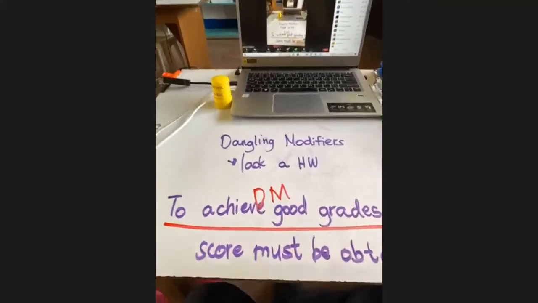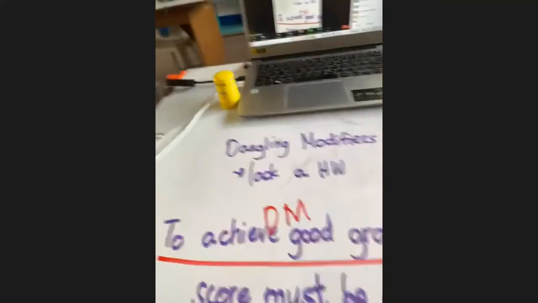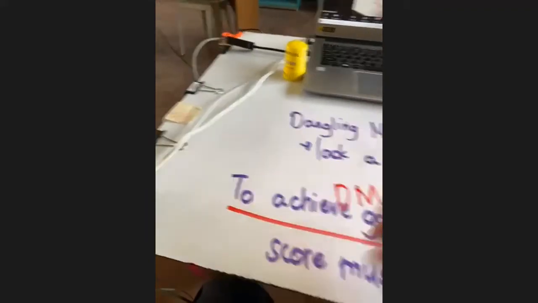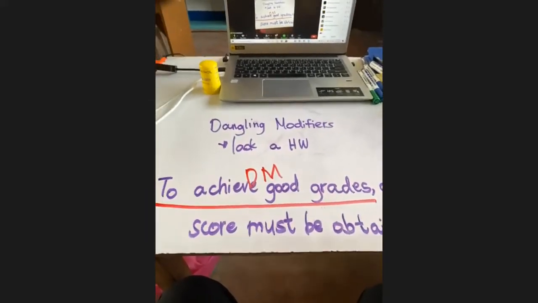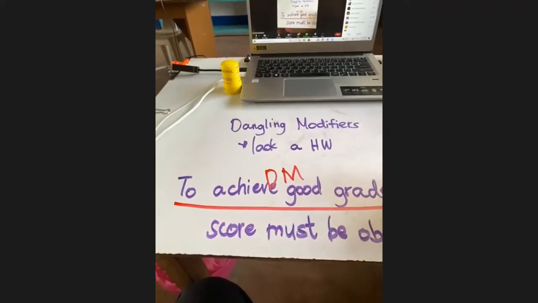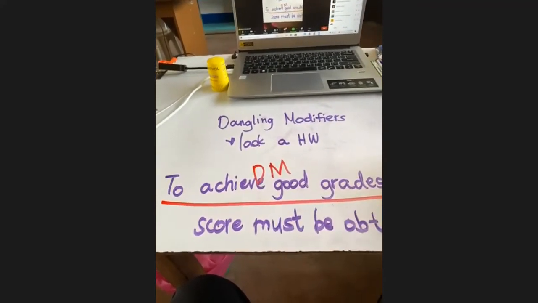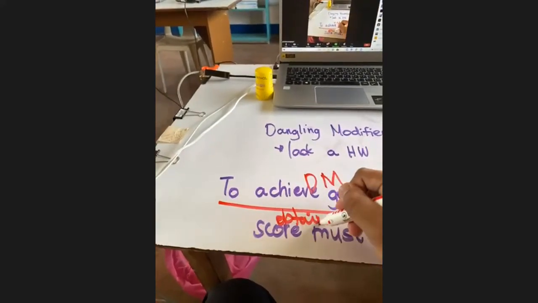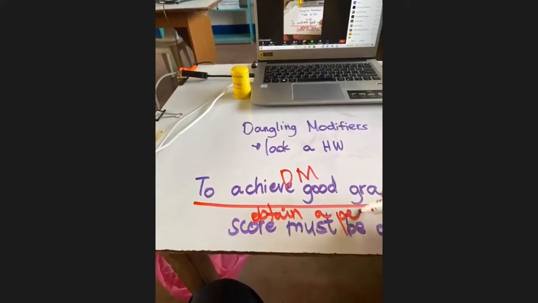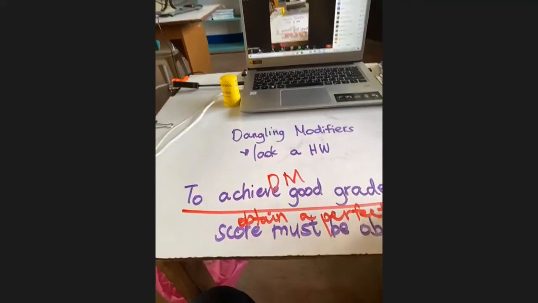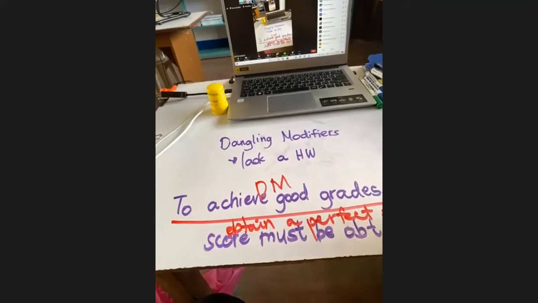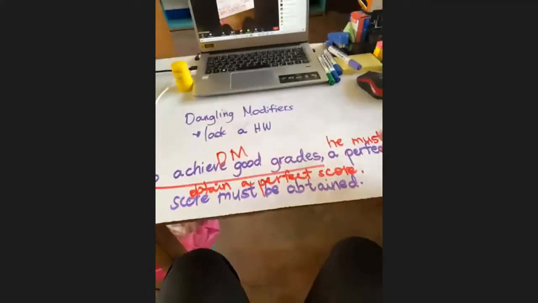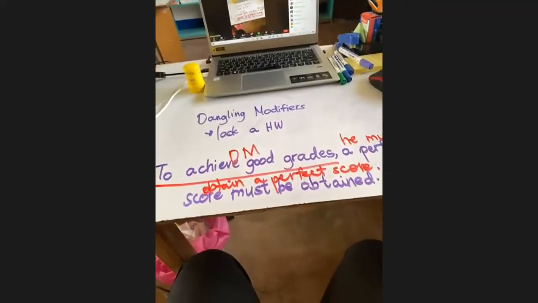For example, I'll try to write the sentence in red. To achieve good grades, so we'll retain this infinitive phrase. To achieve good grades, he must obtain a perfect score. So that's the revision. To achieve good grades, he must obtain a perfect score.